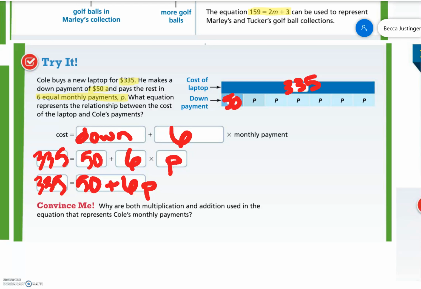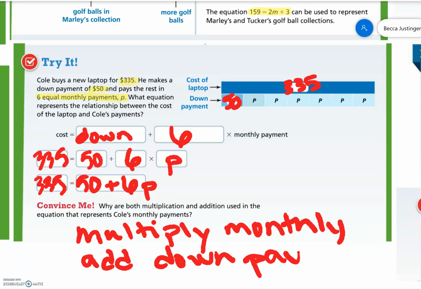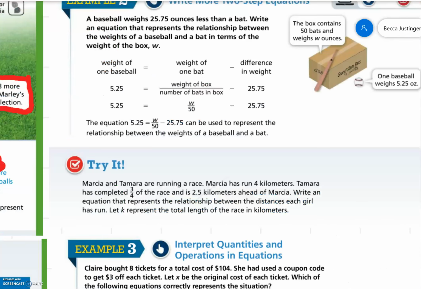Where are both multiplication and addition used in the equation that represents Cole's monthly payments? Because you multiply the monthly and add the down payment. Because the down payment only happens once, where the monthly happens, it's like repeated addition, so we know we can multiply. All right, example number 2.